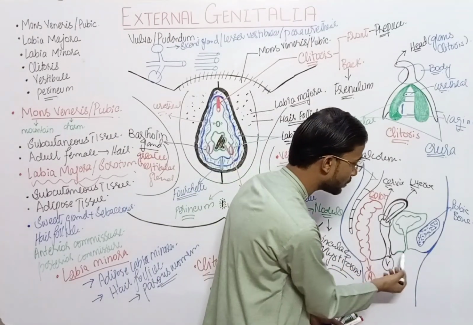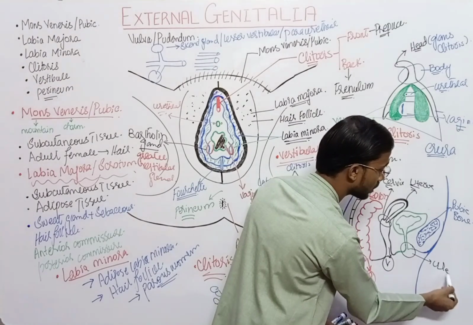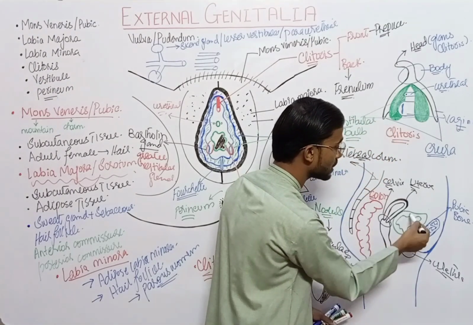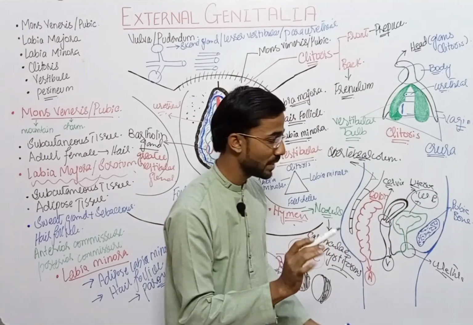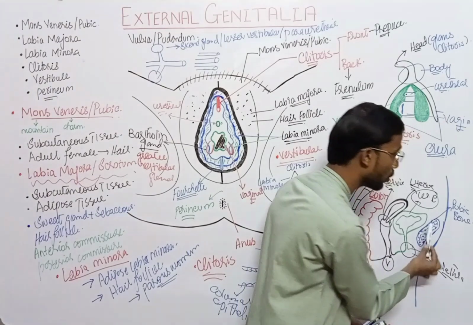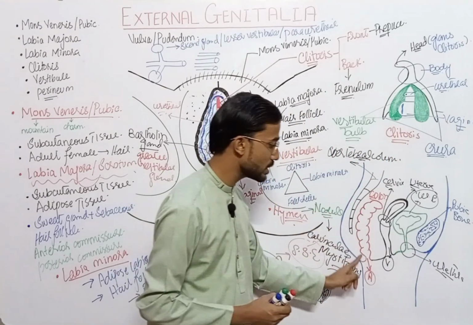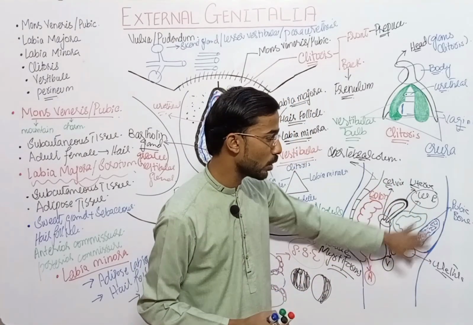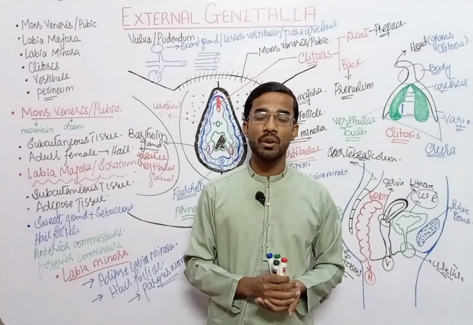And next, above the vagina, you will see the urethra. Above the urethra, you will see the urinary bladder. And last is the pubic bone. So these are the different components and how they are arranged. First is the anus, vagina, urethra, and last is the pubic bone, which is present at the front side of the body. So this is all about the external genitalia.